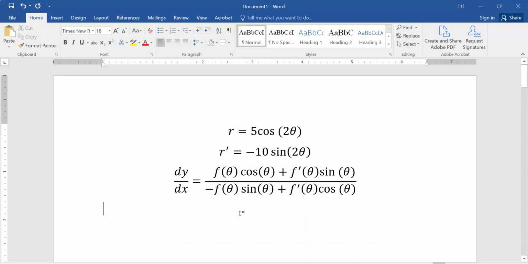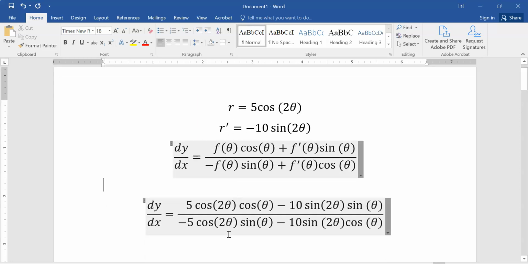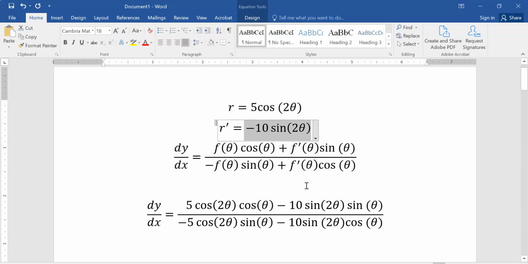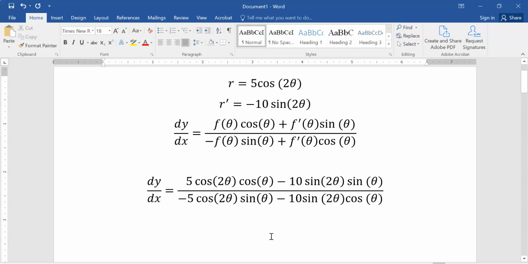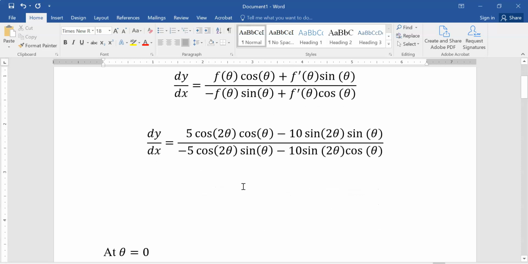Now that gives me a fairly complicated first derivative. I end up with, on the top, 5 cosine 2 theta times cosine of theta minus 10 sine 2 theta times sine theta, right? Again, I'm replacing this f prime theta with this -10 sine 2 theta. On the bottom, I'm getting -5 cosine 2 theta times sine theta minus 10 sine 2 theta times cosine theta. Again, that's a mouthful, but that's what it is. There's no really great way to simplify this. You could go through a long process of doing trig identities with different angles to simplify this if you want to. It's not worth our time to do right now. So there you go. Complicated derivative, but that's what it is.